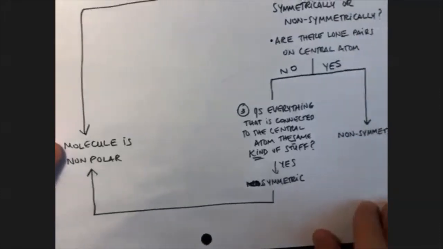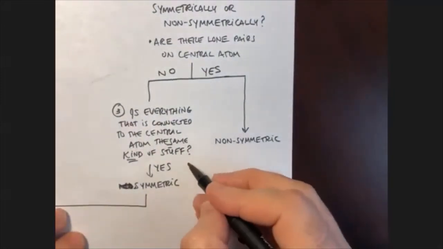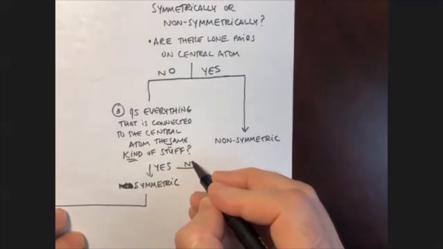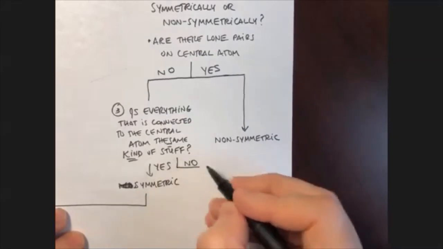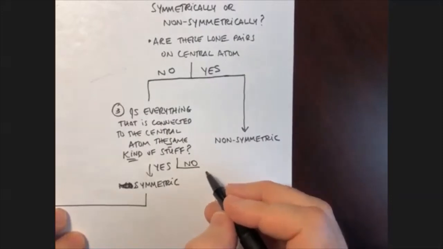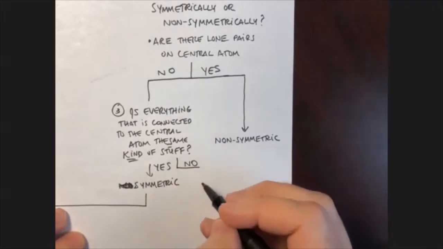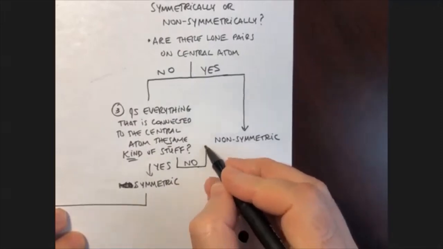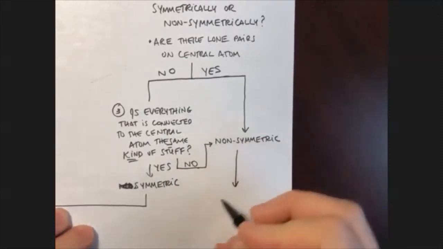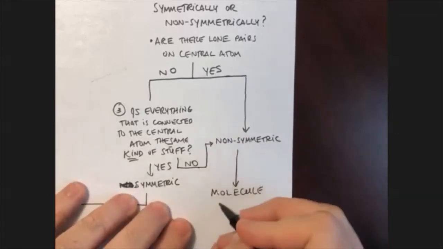Now, if the answer is no, in other words, there are more than one kind of thing connected to the central atom. Let's say there are 4 atoms, but 3 of them are bromines and 1 of them is a nitrogen, for example. Then that means the molecule is non-symmetric. And if it is not symmetric, then the molecule is polar.